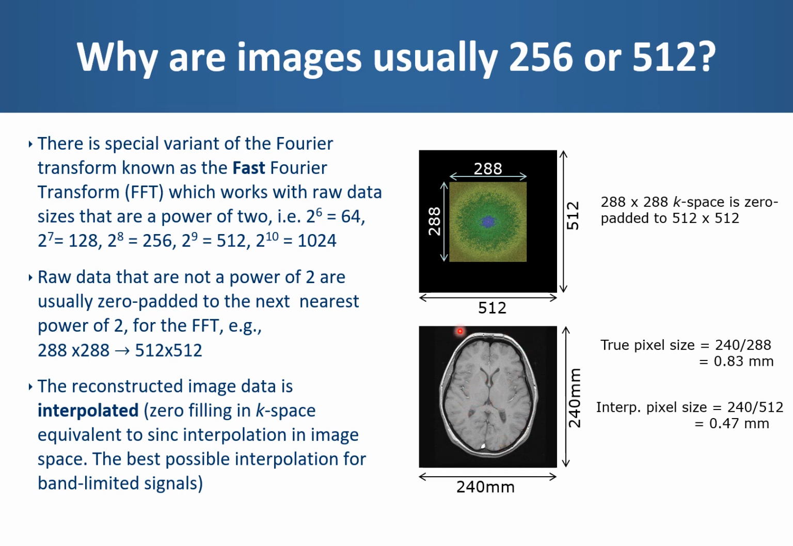So the acquired pixel size here will be 240 millimeters divided by 288, giving a resolution of 0.83 millimeters. But the interpolated resolution will be 240 millimeters divided by 512, or 0.47 millimeters. The use of acquired or interpolated pixel size needs to be considered very carefully when making measurements from MRI images.